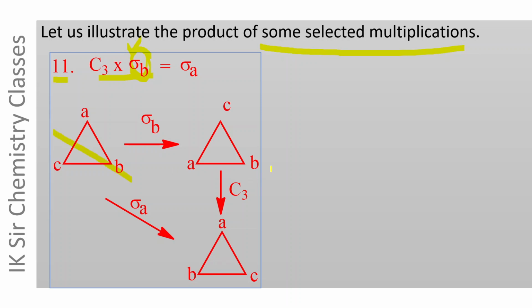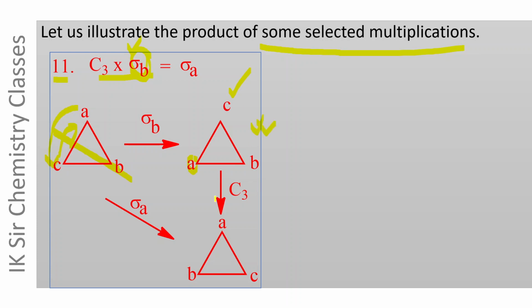The position of B will remain unchanged, while on reflecting through this plane, A and B will exchange their positions. The image of A will be obtained here. This is A, and the image of C will be obtained here. It is C. Now let us apply the C3 operation on this NH3 molecule.